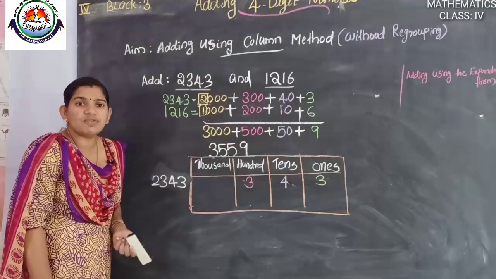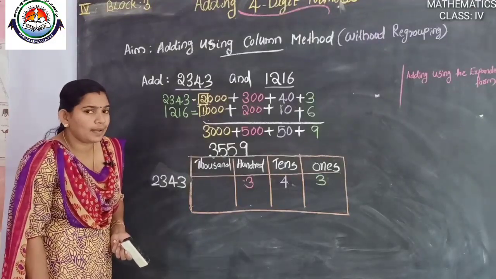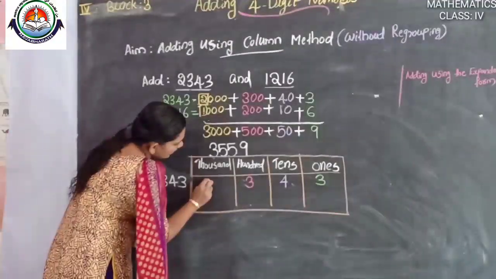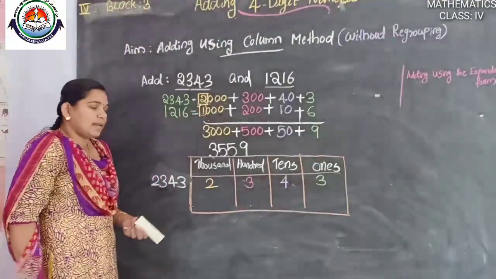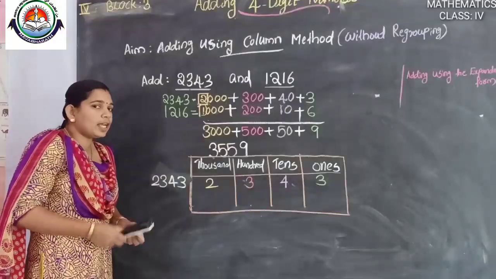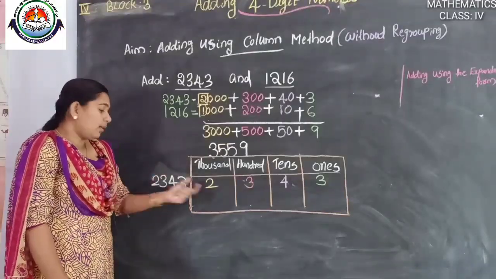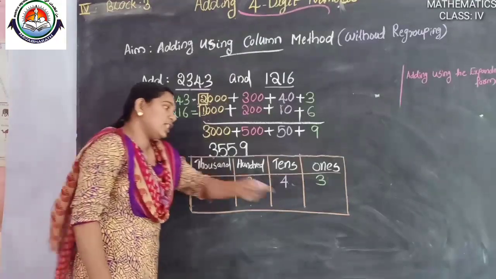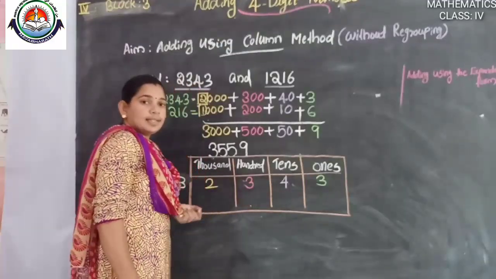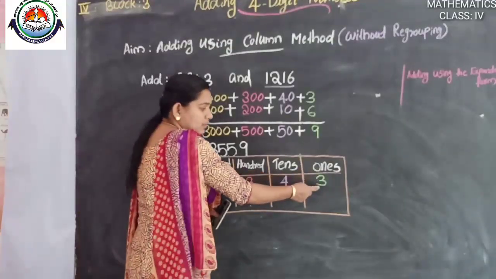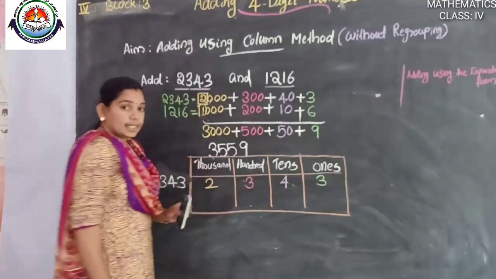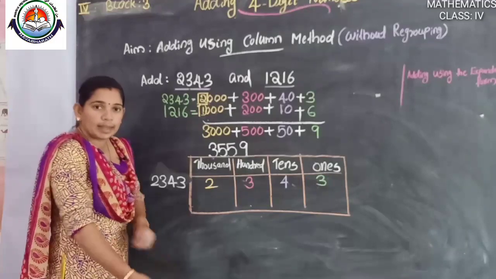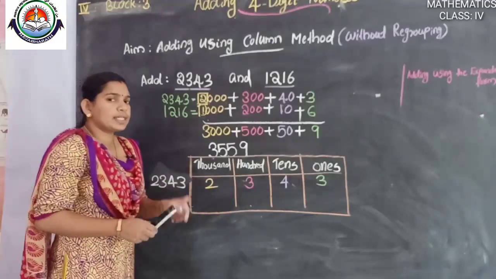Then the 1000 place is which number? Yes, 2. So we are writing 2 in the 1000 place. I hope that all are using different colors for each place value. In each digit you are using different colors. So ones place one color, tens place another color, 100 place another color, and 1000 place another color. Okay.